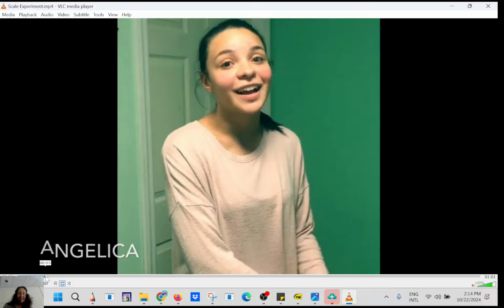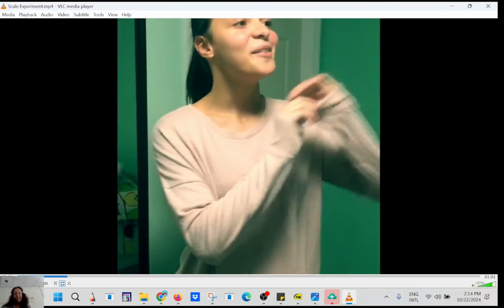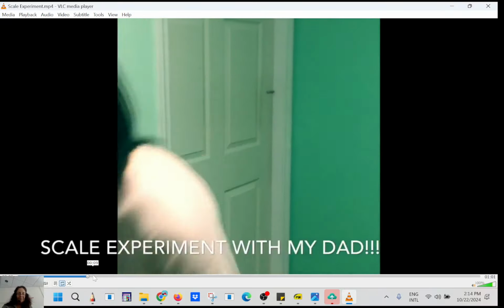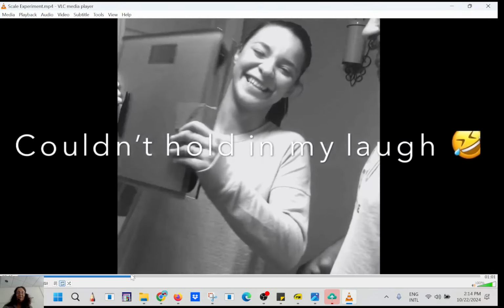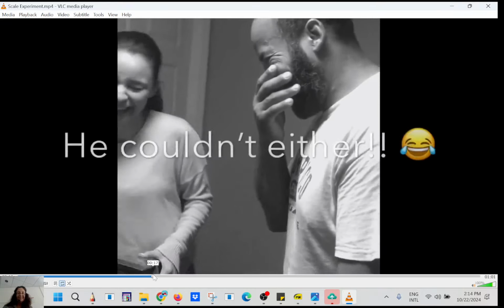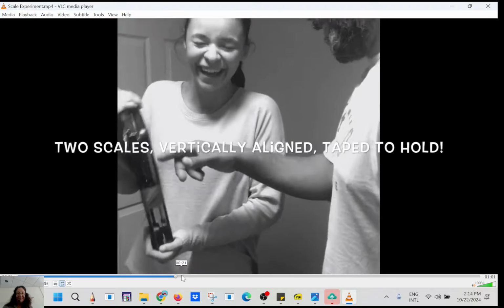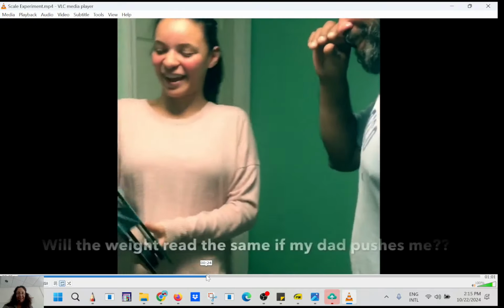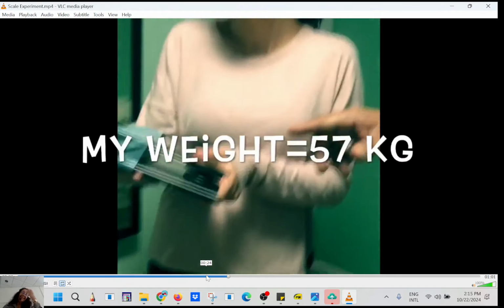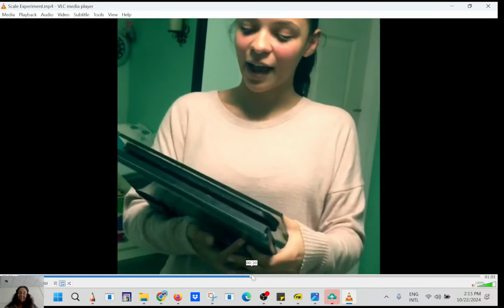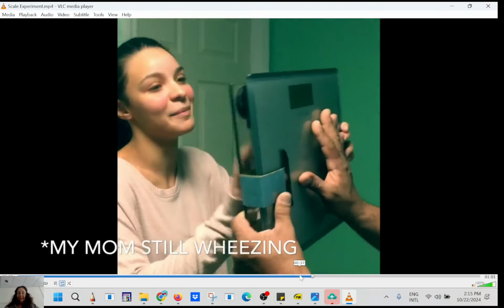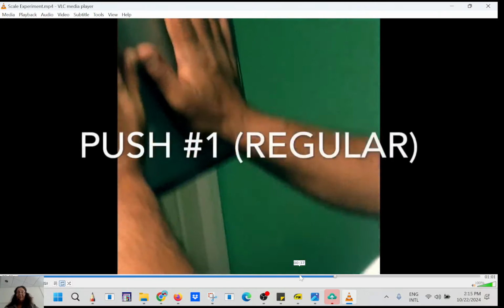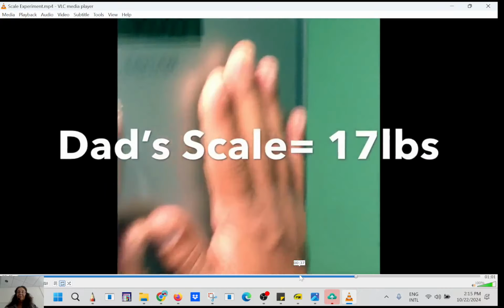Hi, my name is Angelica, and I'm in Physics 105. Today, me and my dad are going to be doing the scale. So she taped the bathroom scales together. As you can see, the scales are aligned. But I'm going to set it to 0. That way both of the scales read 0. So we're going to push. The reading will be about equal on both sides.